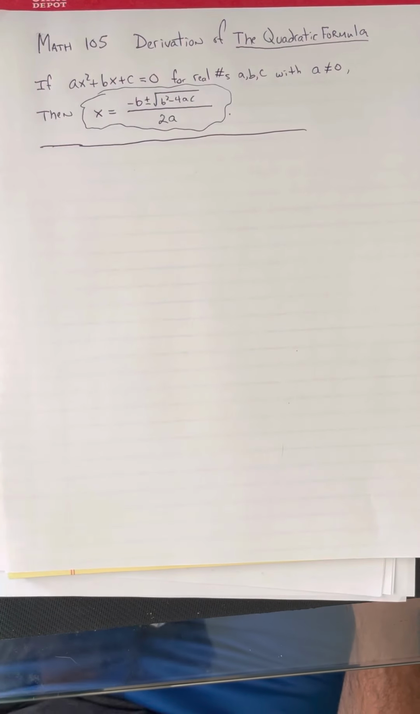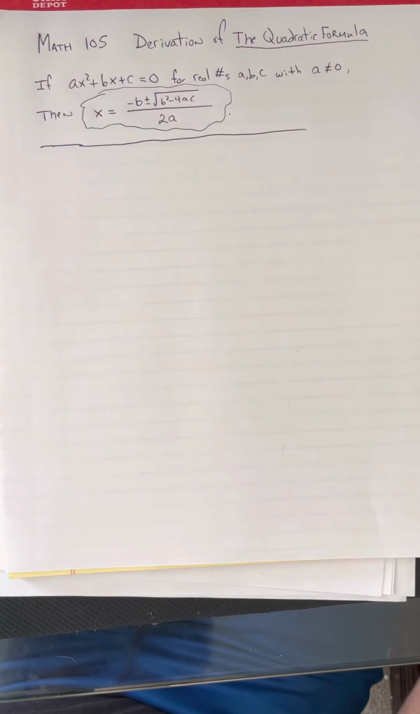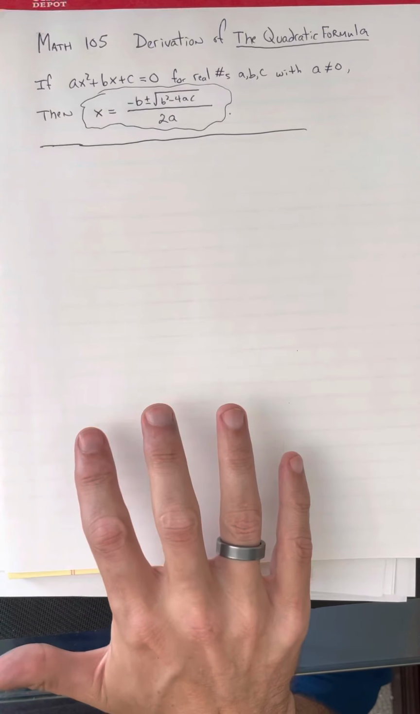Okay, hi everyone. This is a video for Math 105, for section 1.5, and I'm going to do a derivation of the quadratic formula. In some sense, this is a culmination of intermediate algebra, the prereq for this class. But as I said, chapter 1 includes a lot of stuff from Math 104.